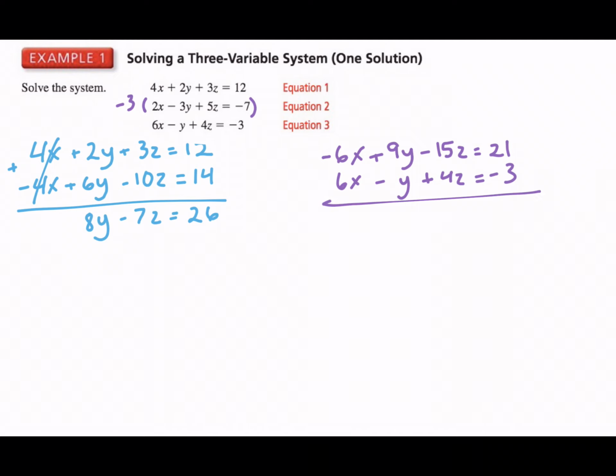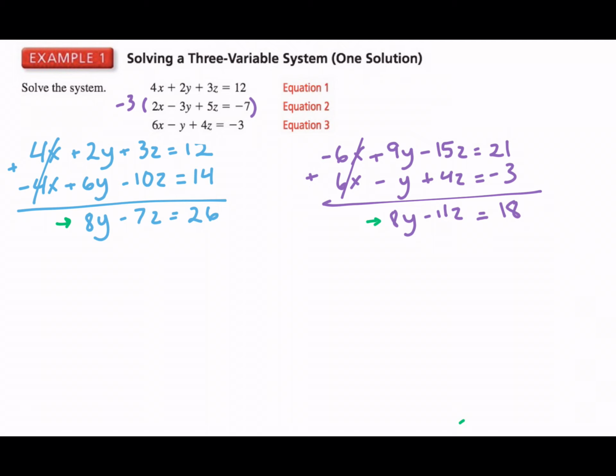So when I add equation 2 and equation 3, the x's cancel just like I wanted. And then I have 9y minus y, which gives me 8y. Minus 15z plus 4z gives me minus 11z equals positive 18. So now I have my 2 equations here that have the x's canceled. So these 2 equations, I'm now going to use my final process of elimination in order to solve for z.